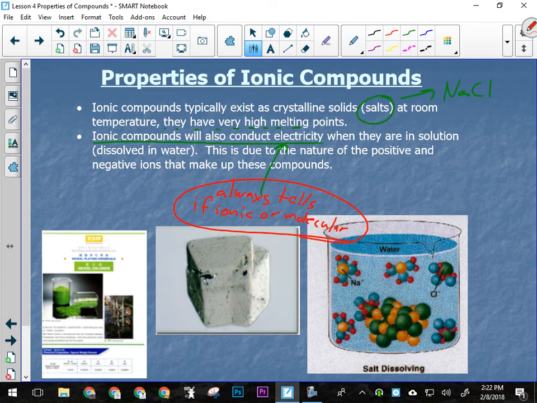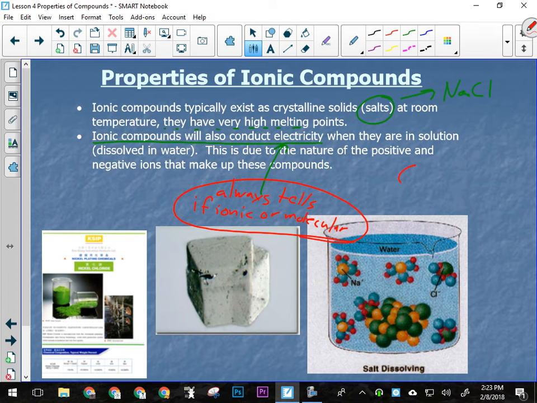Okay, the reason that that's an important test is there are some molecular compounds that are crystalline solids. Not many, but some. Sugar is an example. Okay, when you put sugar and salt side by side, they're kind of hard to tell apart. They're both white crystalline solids with small crystals. And if you put them in water, they both dissolve. The difference is the sugar water will not conduct electricity. Okay? Because sugar is a molecular compound.